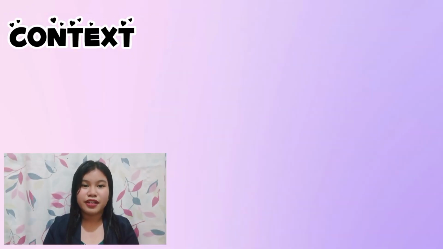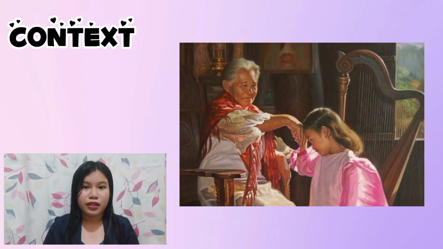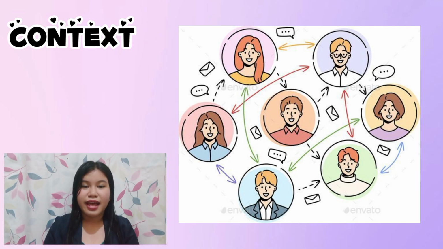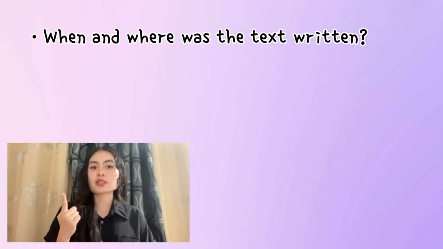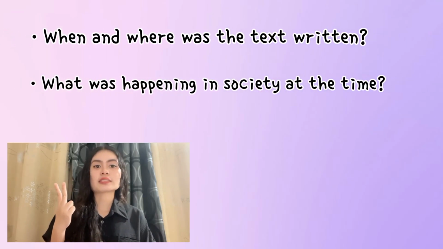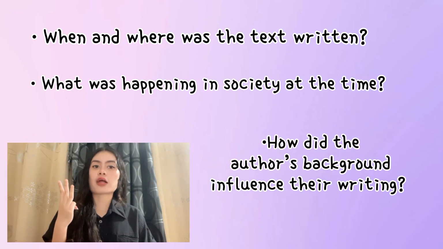Context refers to the circumstances that shape a text's meaning. These include historical, cultural, political, social, and economic factors that influence the writer. To fully understand the text, we can ask questions like when and where was the text written, what was happening in society at the time, and how did the author's background influence their writing.